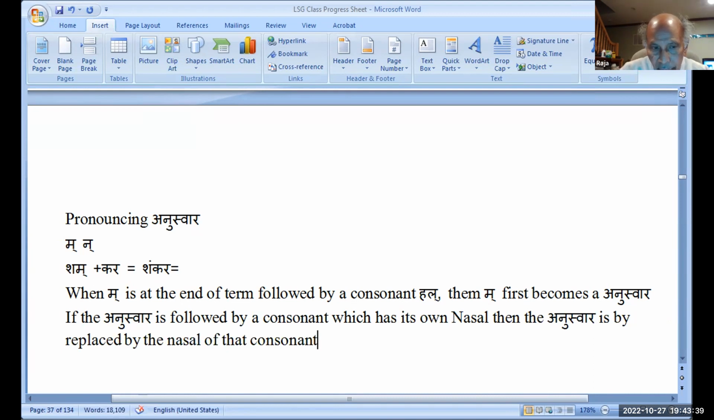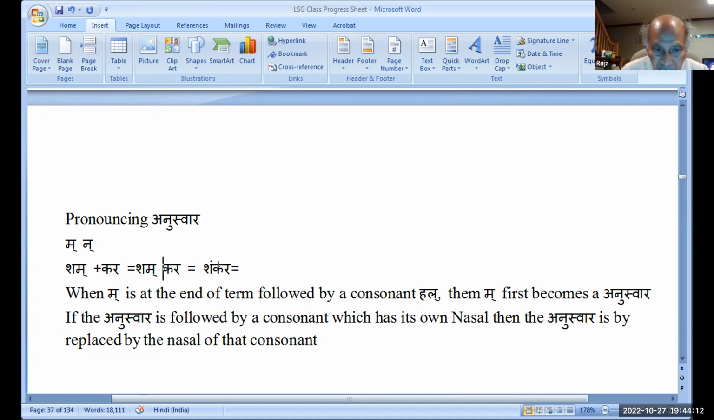You follow that? Yes. Look at here. Shamkara. So first step is, it is Shamkara. That's the first step. Now makara, sorry, I didn't type properly. Now the makara is followed by a consonant in Shamkara. So first it becomes an anuswara.